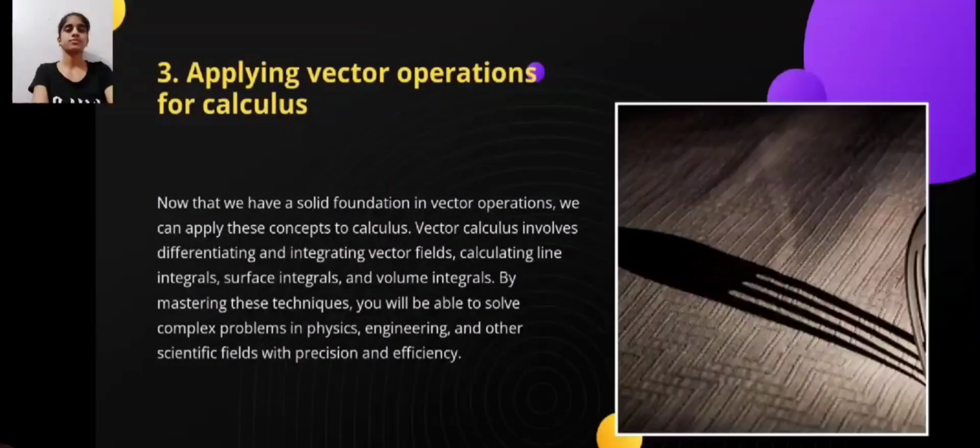And the third application is applying vector operations to calculus. Now that we have a solid foundation in vector operations, we can apply these concepts to calculus. Vector calculus involves differentiating and integrating vector fields, calculating line integrals, surface integrals, and volume integrals. By mastering these techniques, you will be able to solve complex problems in physics, engineering, and other scientific fields with precision and efficiency.